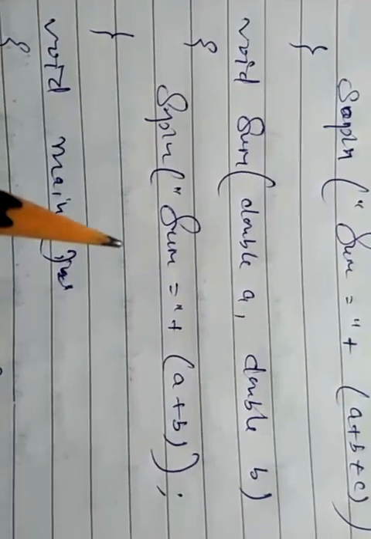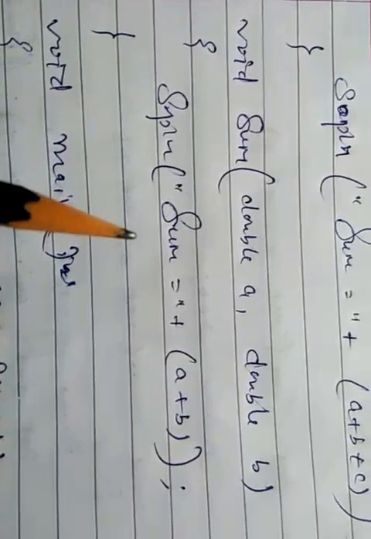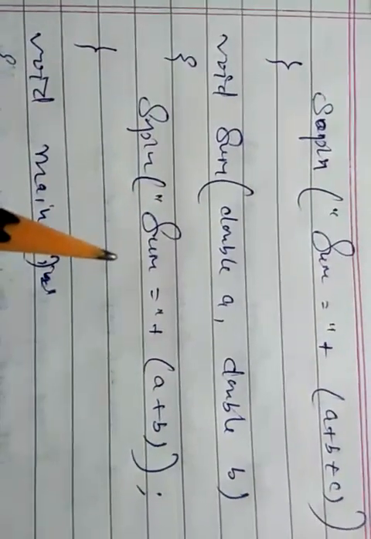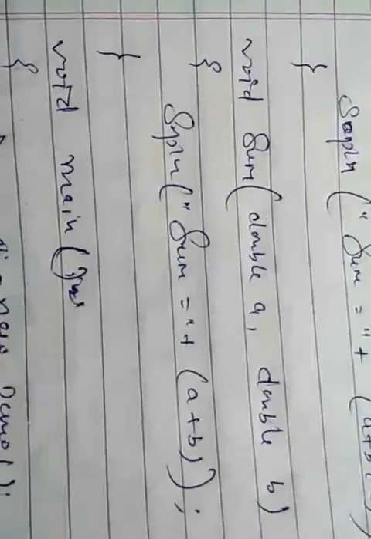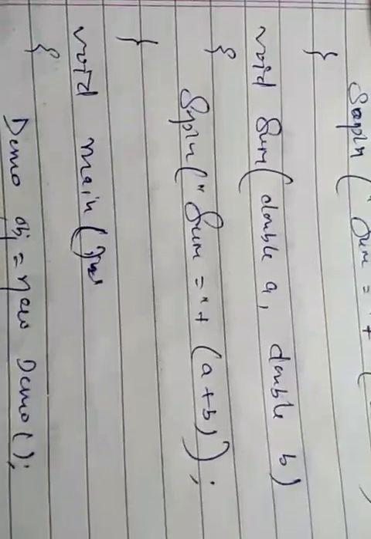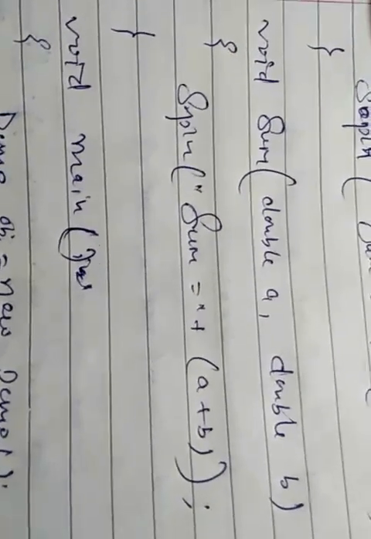So in this program there are three functions and the name of the function is sum. In the first sum function, there are two parameters of integer type. In the second function there are three parameters of integer type, and in the third function there are two parameters of double type. So the function name is the same but the parameter list is different, so this is called function overloading.